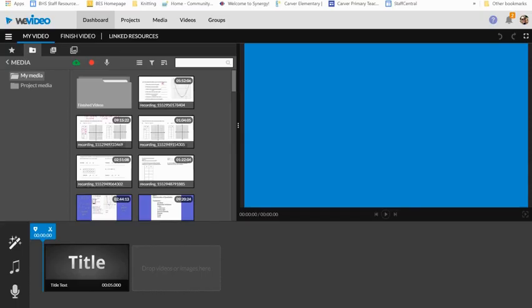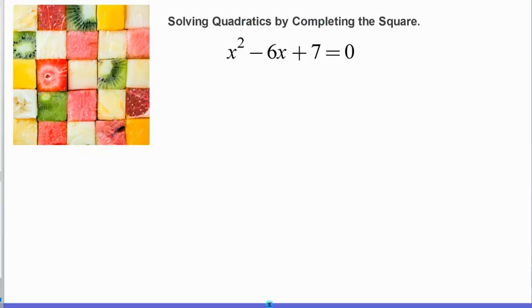We are going to solve now by completing the square. So if you don't remember, solving means to find the x-intercepts. We also call them the zeros or the roots. Okay, so I want to know what they are. I'm going to do this by completing the square.